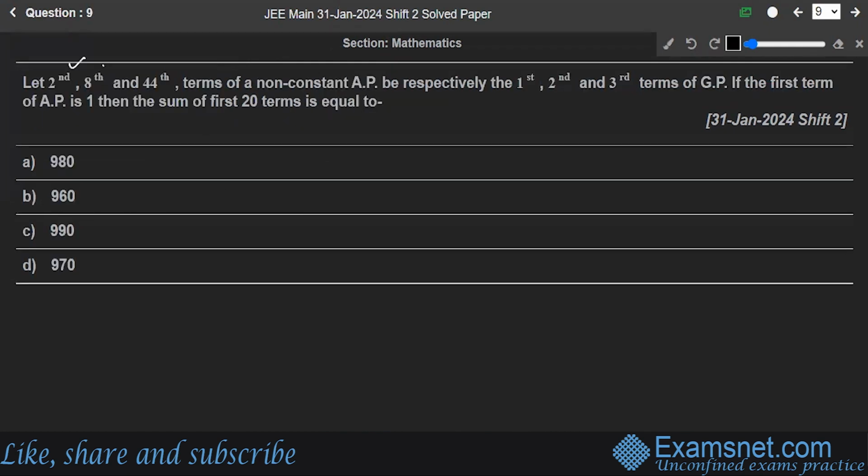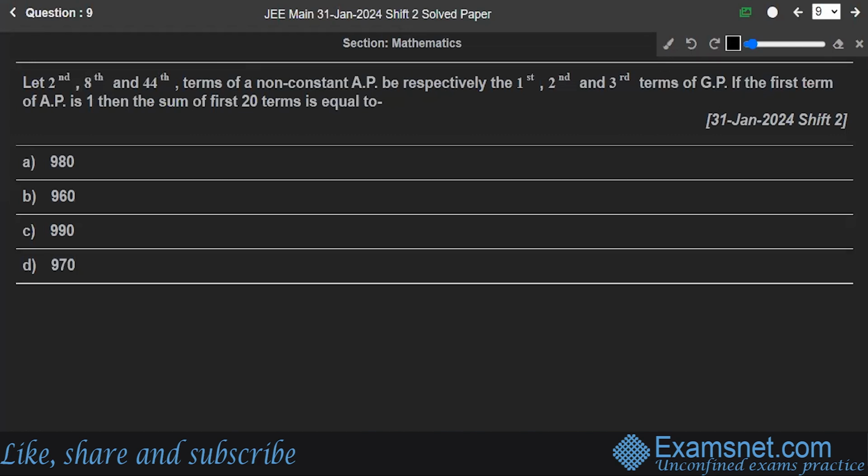Question number 9: Let the second, 8th, and 44th terms of a non-constant AP be respectively the first, second, and third terms of a GP. If the first term of the AP is 1, then the sum of the first 20 terms is equal to. Let's read the statement once again. The second, 8th, 44th terms of a non-constant AP are respectively the first, second, third terms of the GP. If the first term of the AP is 1, comma, then the sum of the first 20 terms is equal to. The comma was not there, so I got confused. Fine.